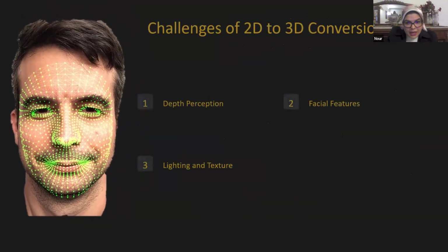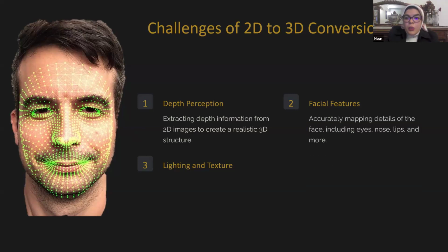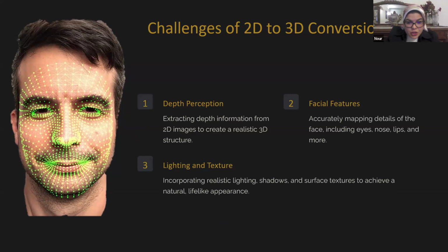Actually, lots of challenges are met here, like depth perception. When we talk about facial scanning, we want to extract the depth information from the 2D images in order to create a realistic 3D structure. Also, the facial features, we need to accurately map them, including the eyes, the nose, the lips, and more. The lighting and texture of the item being scanned, which is a face in this presentation, is very, very important to achieve a natural lifelike appearance.